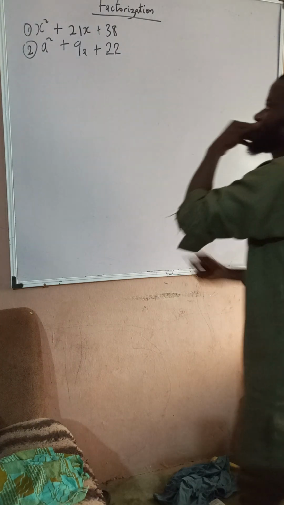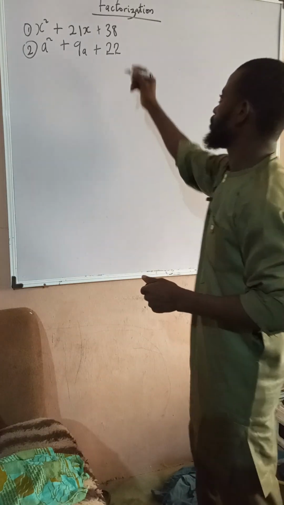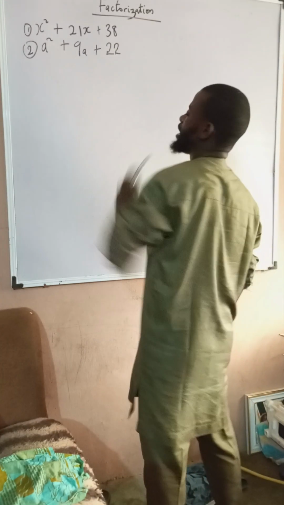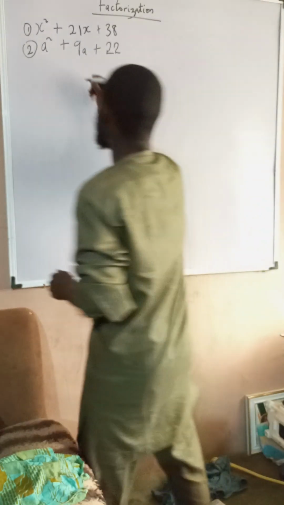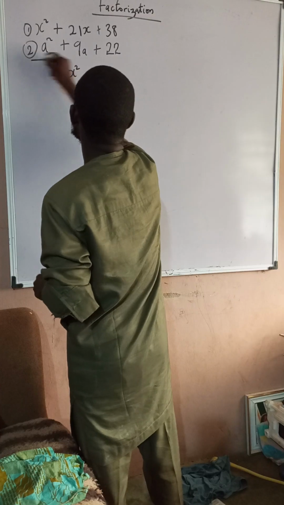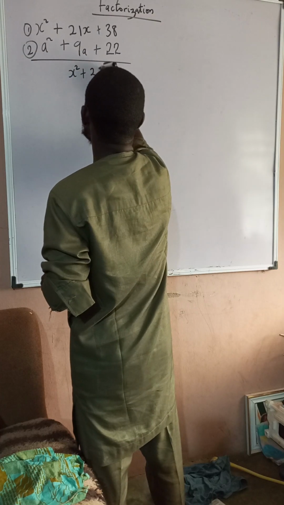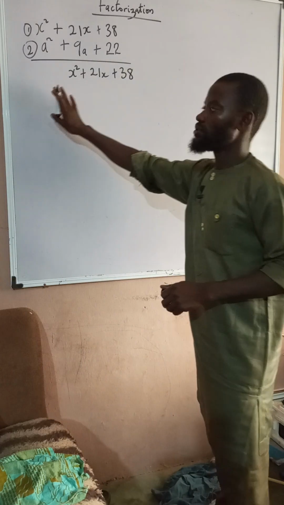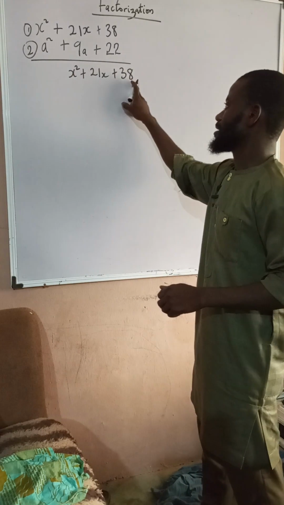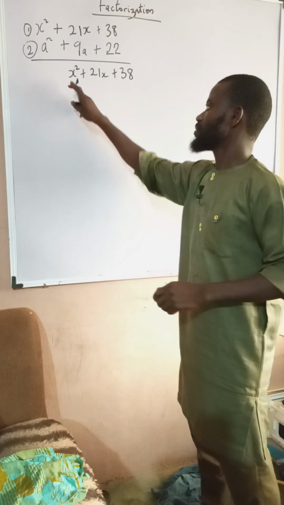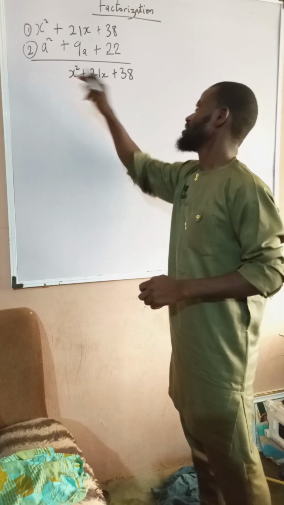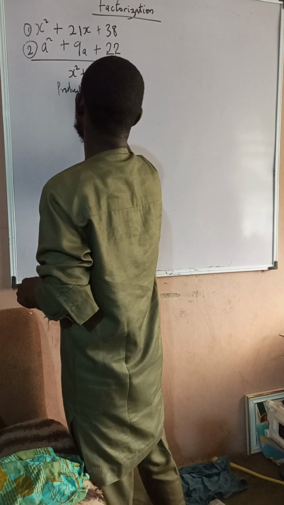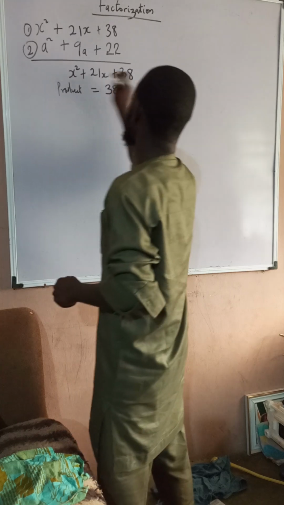So now, factorization, let's do the first one, which says x squared plus 21x plus 38. What they expect you to do is that you must know the product of the roots and the sum of the roots. Now, starting with the first one, we have x squared plus 21x plus 38. In this place, the product of the roots is our first term and last term. The coefficient of our first term is what? It is 1. 1 is the only coefficient of x squared. So the product of the roots is equal to 38 because 1 times 38 is 38.